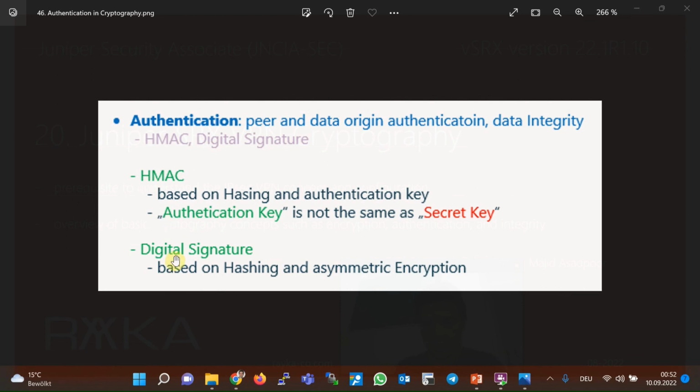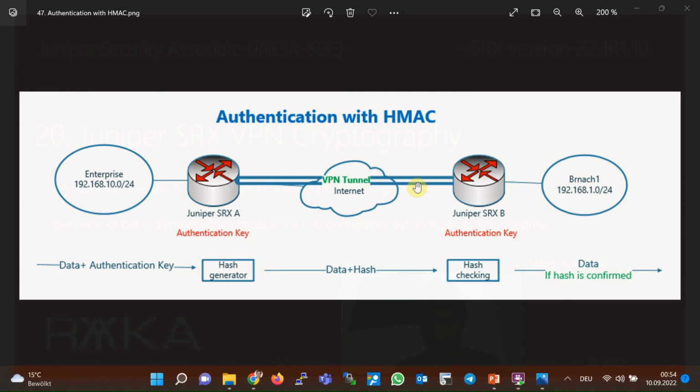HMAC is based on a hashing algorithm and also an authentication key. Notice that the authentication key is a different key than the secret key which we use in symmetric encryption. The other solution is digital signature, which is based on a hashing algorithm and asymmetric encryption, which we will talk about in a few minutes.